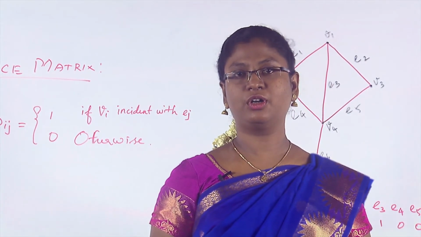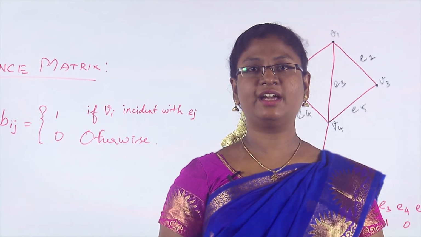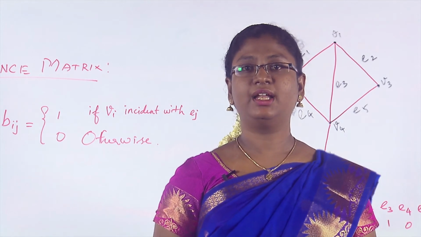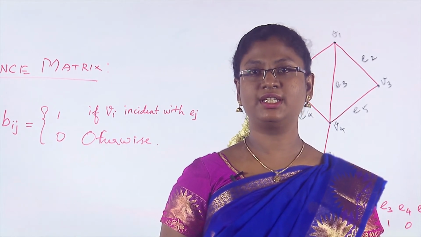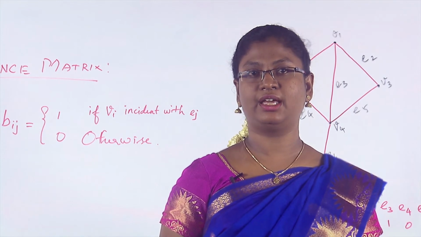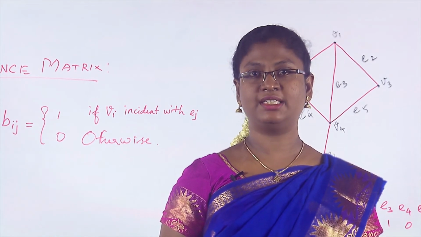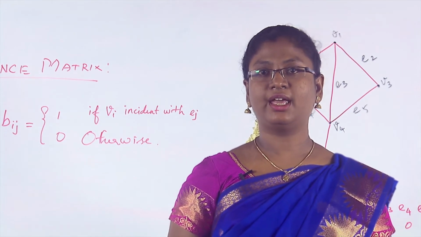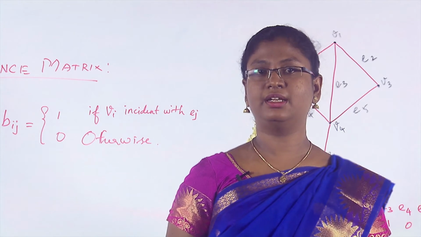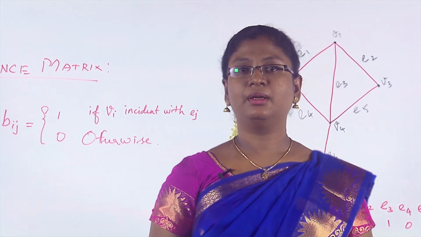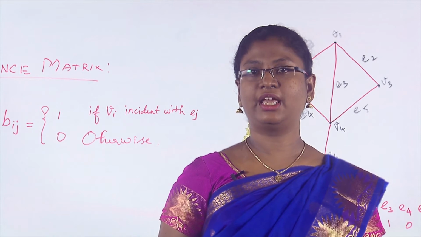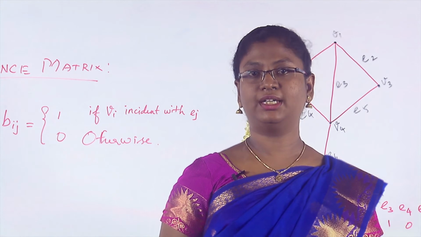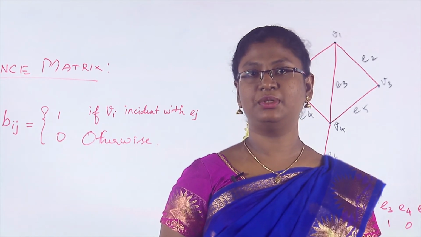Now we will learn about the incidence matrix. We shall see the definition first. Let G be a graph of order n and size m. Let V of G be the set of all vertices, that is V1, V2, etc., Vn, and E of G be the set of all edges, that is E1, E2, etc., Em. The incidence matrix of G is the n by m matrix B, that is, the matrix B_ij, where B_ij is equal to 1 if Vi is incident with Ej, and that is equal to 0 otherwise, that is, if Vi is not incident with Ej.